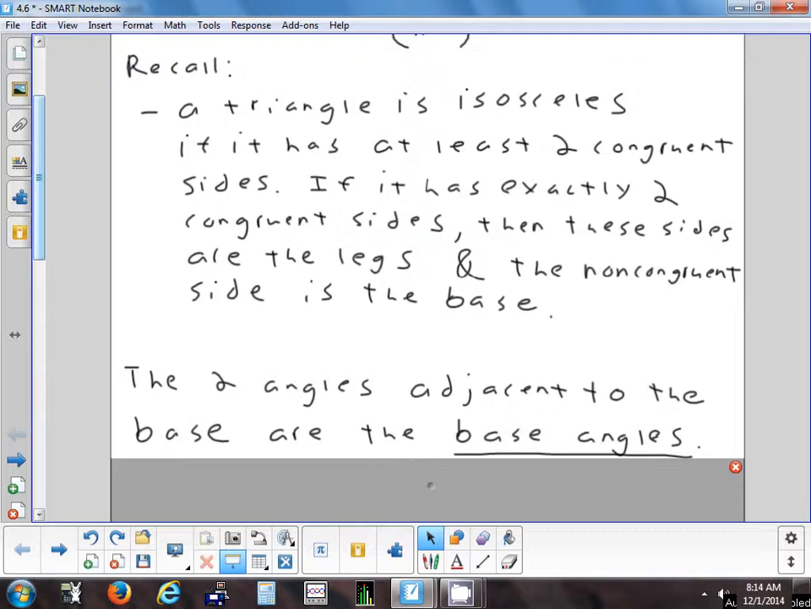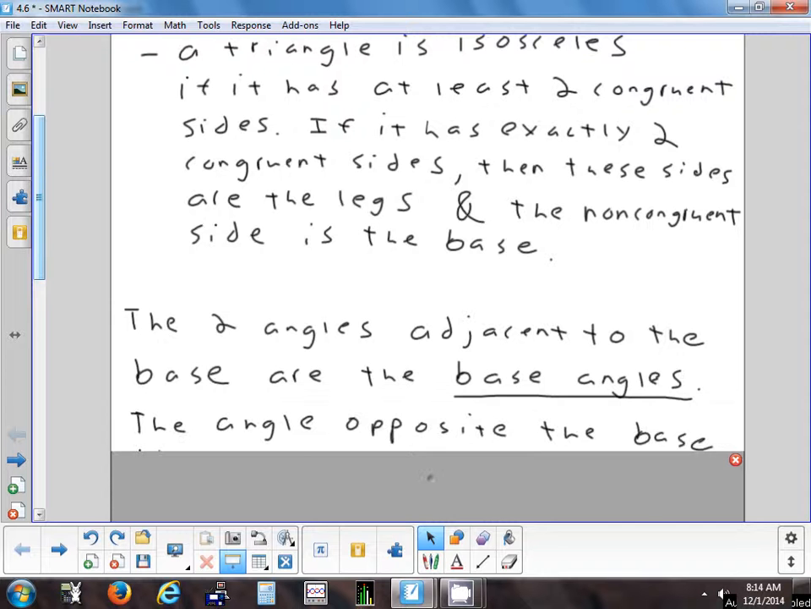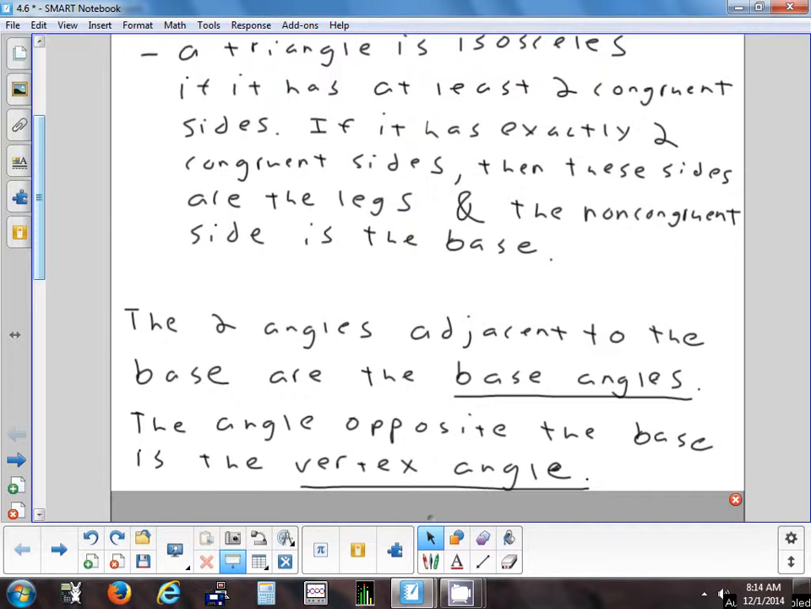The two angles that are adjacent to the base, those are called your base angles. Anybody remember the name of the angle that's by itself? Not the base angle, but it's the vertex. Yep, the vertex angle. The vertex angle is the angle that is opposite the base.